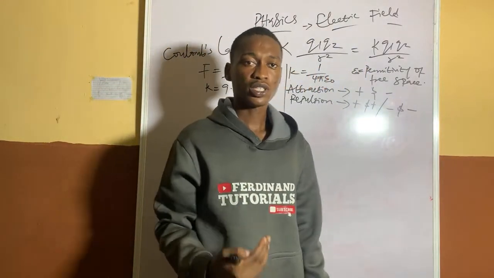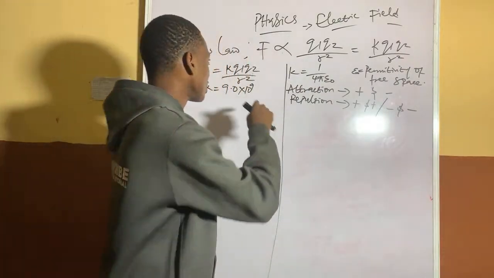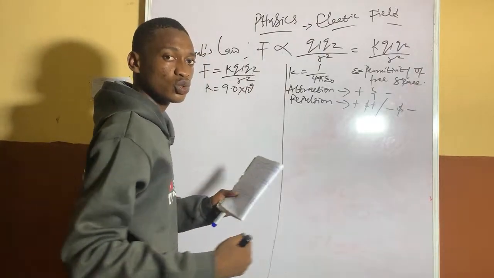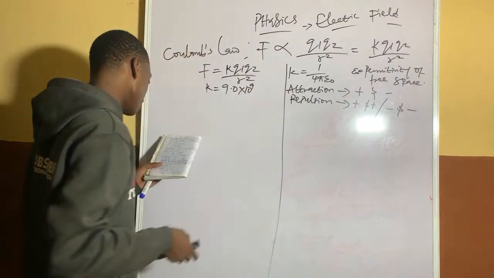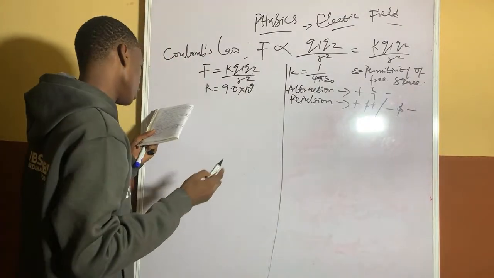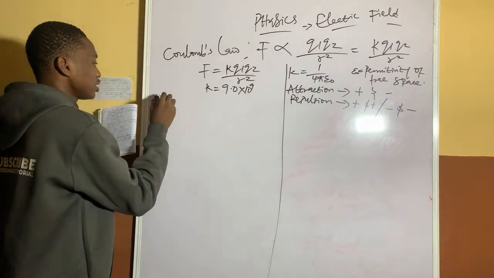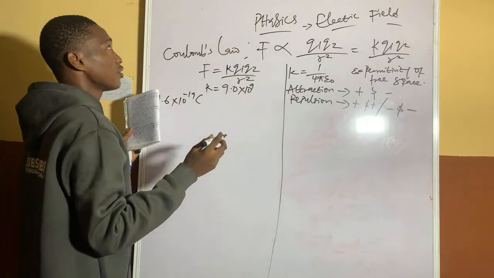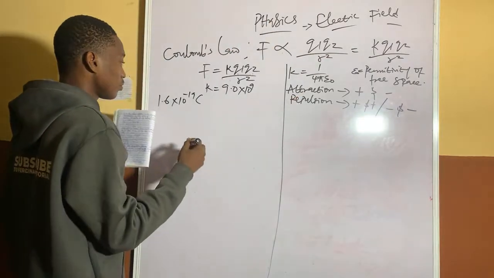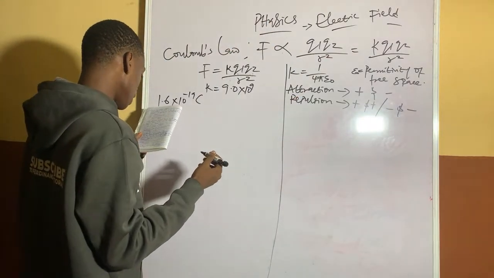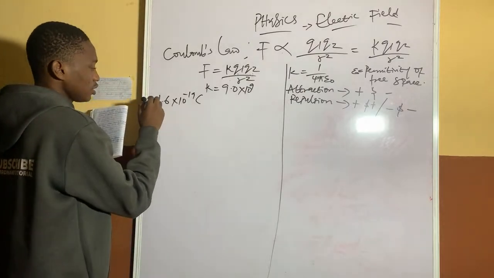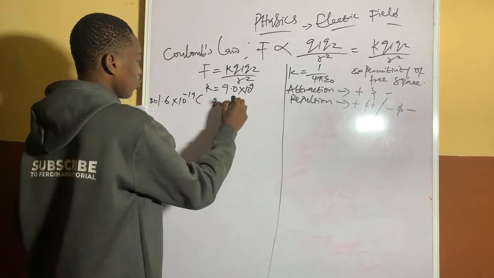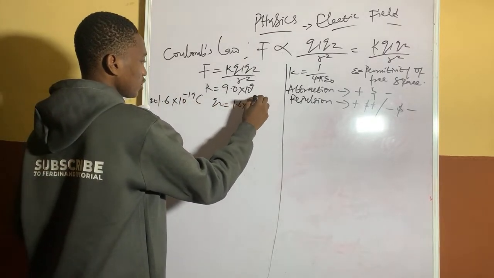But with force of repulsion, they are trying to tell us that these charges, Q1 and Q2, must be alike. When we say force of attraction, they are two dissimilar charges. So they can ask, find the force of repulsion between two protons, 1.6 times 10 raised to power minus 19 coulomb each. This is my Q1. Q2 is also 1.6 times 10 raised to power minus 19 coulomb.